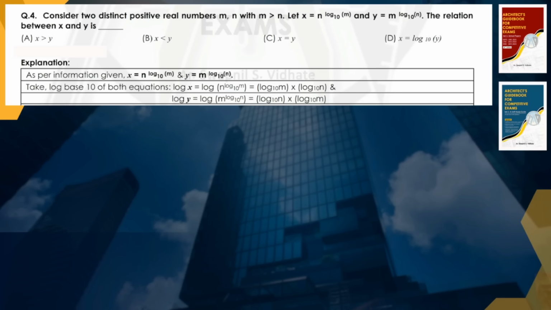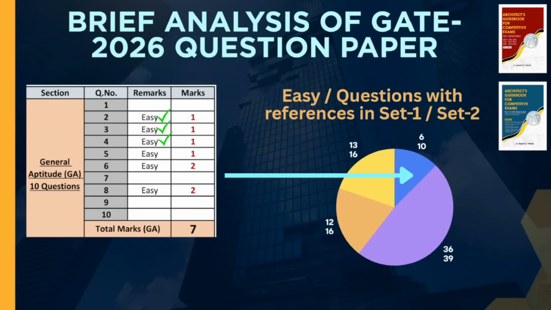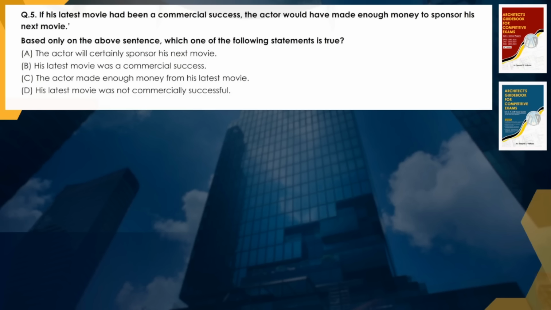So what this says is that both these figures are common, they are equal. That means log x equal to log y, that means x is equal to y, which is given at option C. So answer C is the correct one here. The fourth question was also very easy. If you have gone through the basic rules of logarithm before your exam, then solving question 4 was easy. Question 5 is again of easy nature.